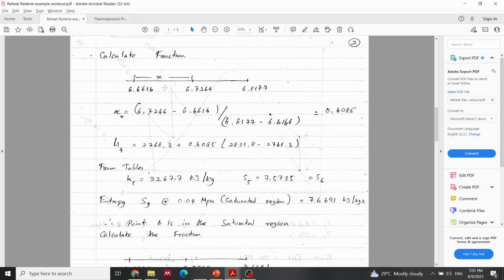And the value we need is in here. The value we get for S4 is 6.7266. So with that we can formulate this equation for the fraction x4, and x4 is 0.6085. So with that we can calculate the h4 value. Again, this value is from the superheated table, and the fraction times the difference. Now we have these values. 2768 is from the superheated table.